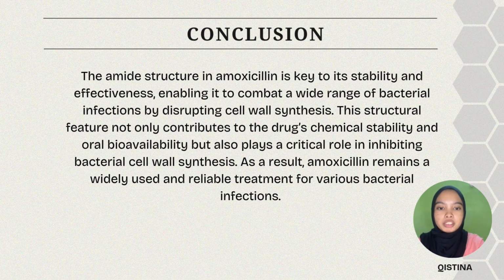Conclusion. The amide structure in amoxicillin is key to its stability and effectiveness, enabling it to combat a wide range of bacterial infections by disrupting cell wall synthesis. This structural feature not only contributes to the drug's chemical stability and oral bioavailability, but also plays a critical role in inhibiting bacterial cell wall synthesis. As a result, amoxicillin remains a widely used and reliable treatment for various bacterial infections.